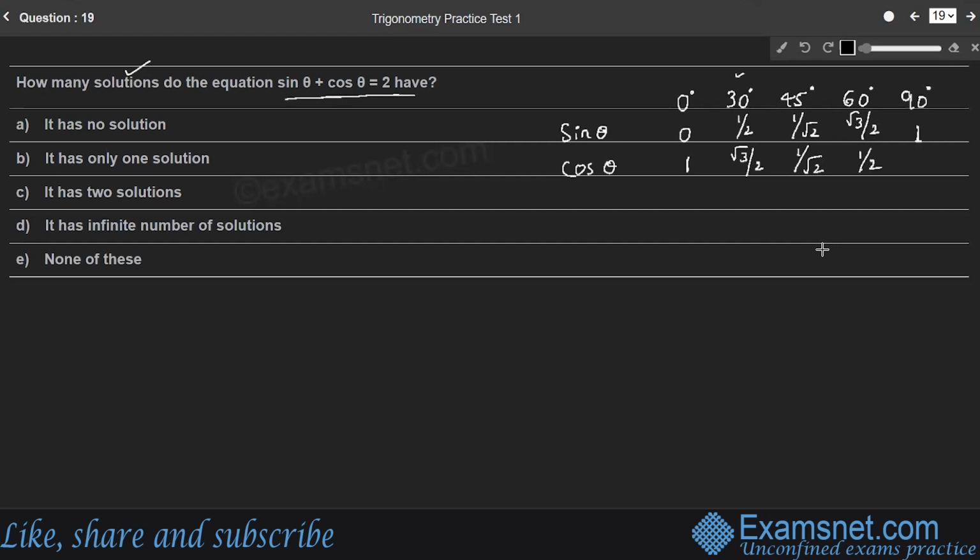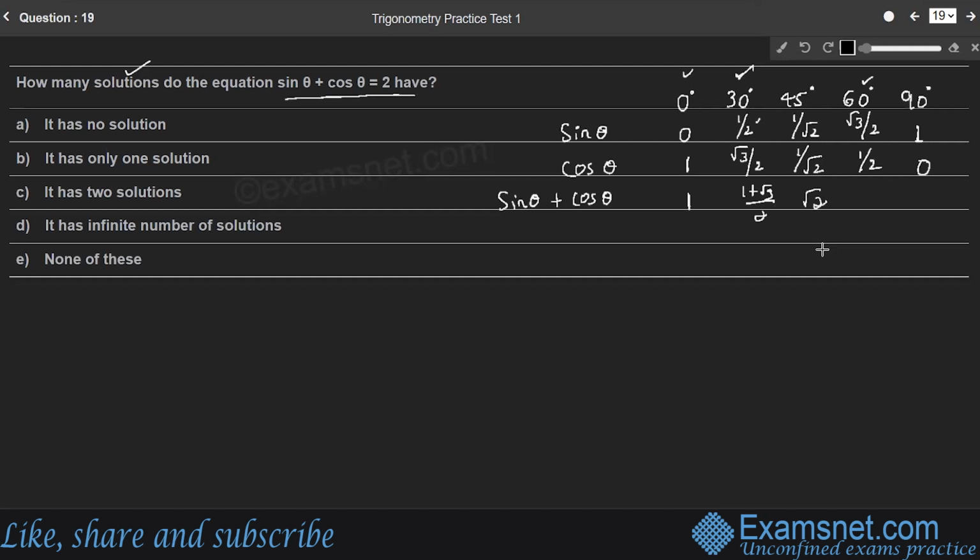Sine 90 is always 1. Cos 90 is 0. So we'll consider sine theta plus cos theta for different angles. For angle 0, sine theta plus cos theta is 1. For angle 30 degree, add these two values, 1 by 2 plus root 3 by 2, so we will have 1 plus root 3 by 2, right? For 45 degree, you will get 1 by root 2 plus 1 by root 2, so 2 by root 2, which is root 2, right? Sine theta plus cos theta is root 2 for 45 degree angle.